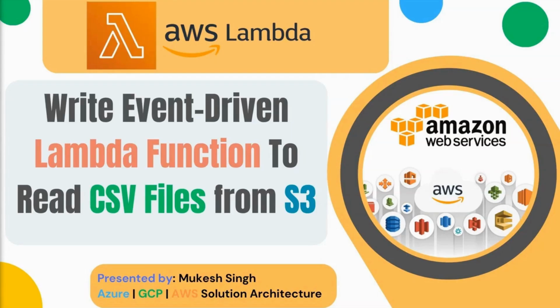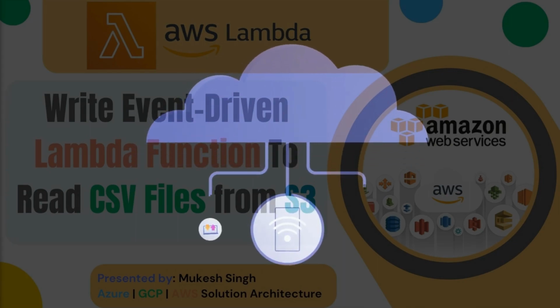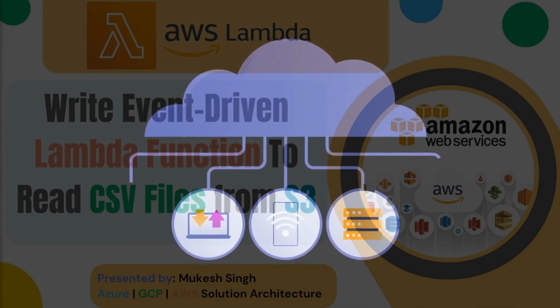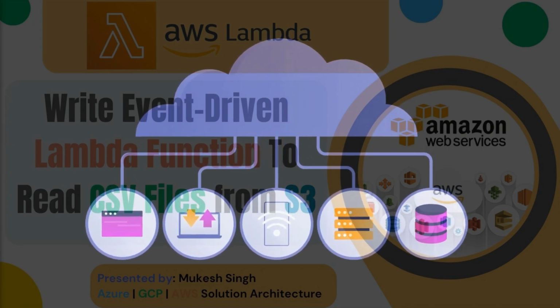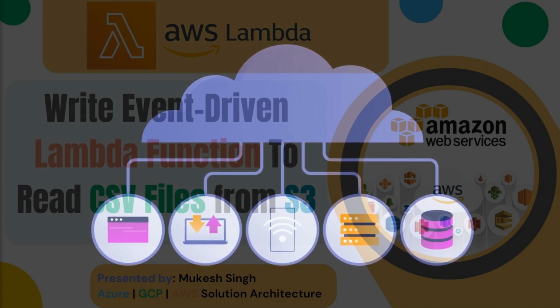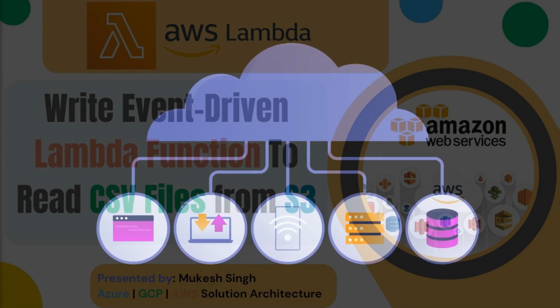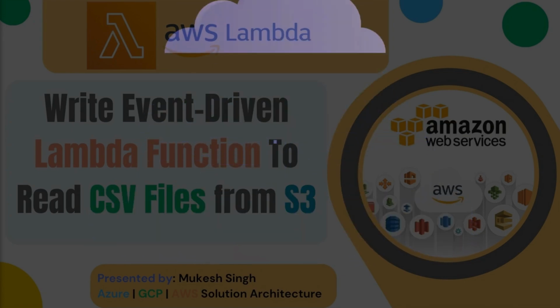So in this tutorial you are going to learn how to write an event driven Lambda function to read a CSV file from an S3 bucket. AWS Lambda is a serverless computing solution offered by Amazon Web Services. It enables you to write code without setting up or handling servers, helping you to focus only on application logic rather than infrastructure management.